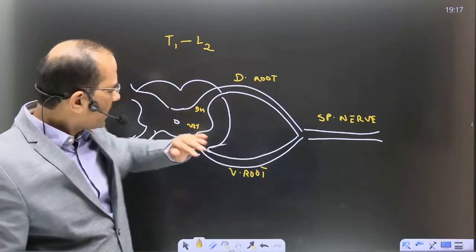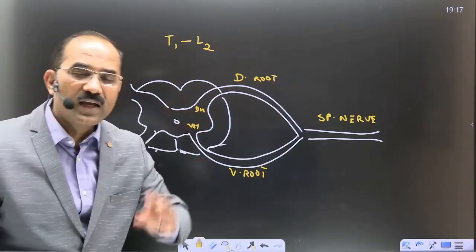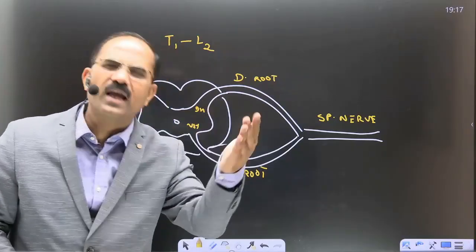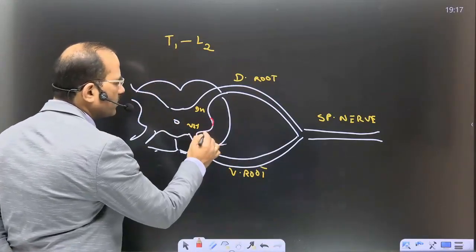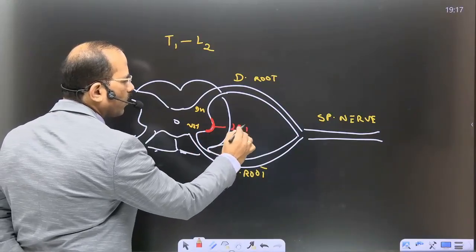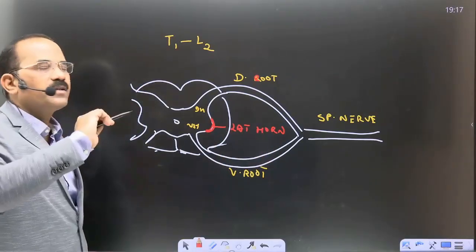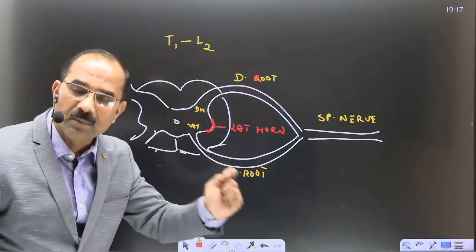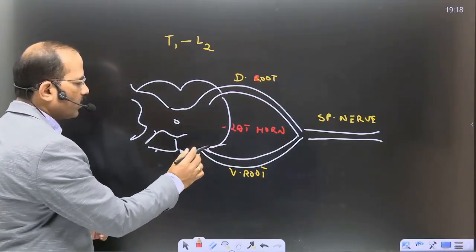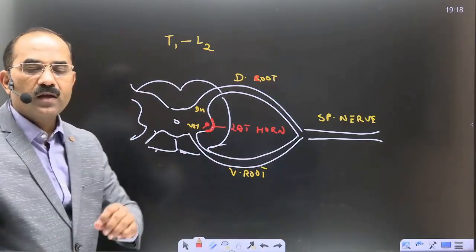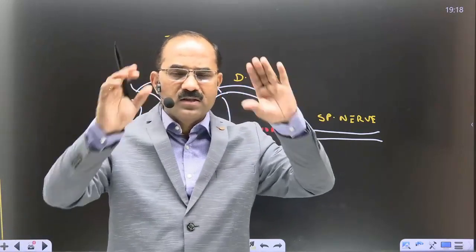So if we take a section from T1 to L2 segments of the spinal cord, students, we get an extra horn here. This is the dorsal horn, that's the ventral horn, and we get an extra horn here. This is what we call the lateral horn. This lateral horn is present in T1 to L2 segments of the spinal cord, and it gives rise to the sympathetic nervous system.